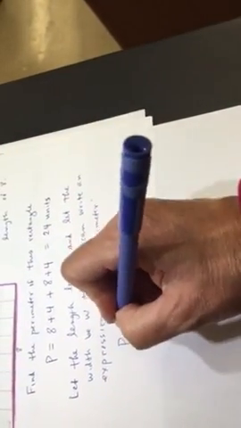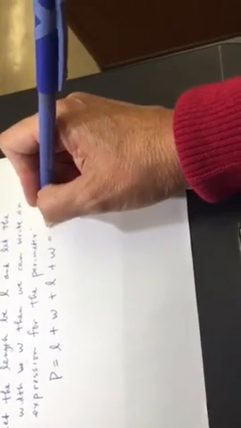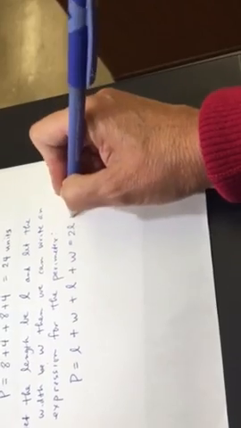And I could say P equals L plus W plus L plus W, because as I walked around the figure, I did the length of L twice, and I did the length of W twice, and I could write that as what? 2 times L plus 2 times W. And that gives me a formula that works for every rectangle.